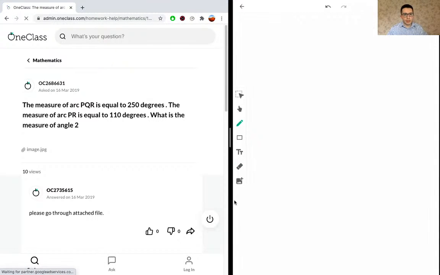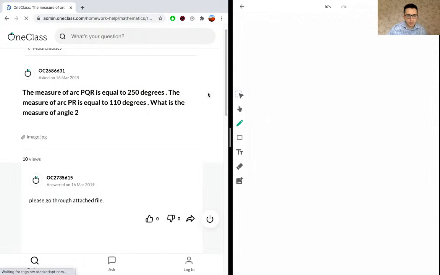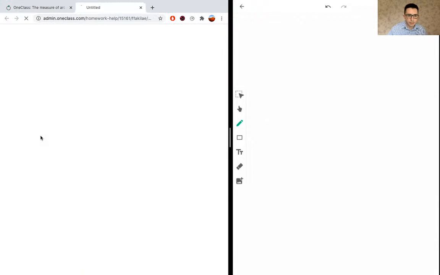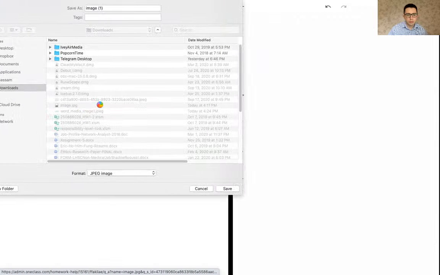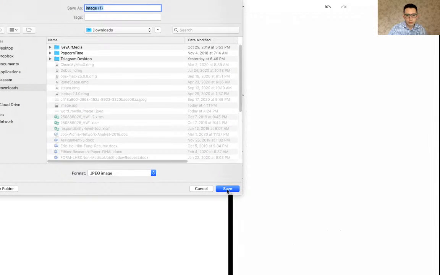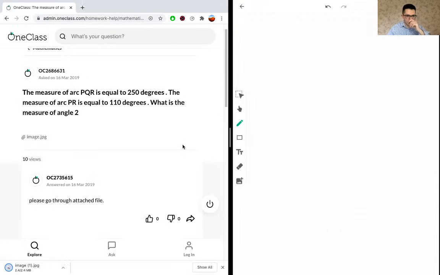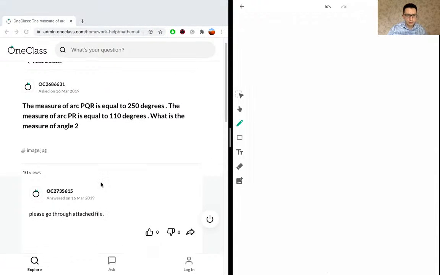Okay, so our next question is asking: the measure of arc PQR is equal to 250 degrees. The measure of arc PR is equal to 110 degrees. What is the measure of angle 2? So it's giving us an image here. Let's save this image and take a look at what this image is telling us.